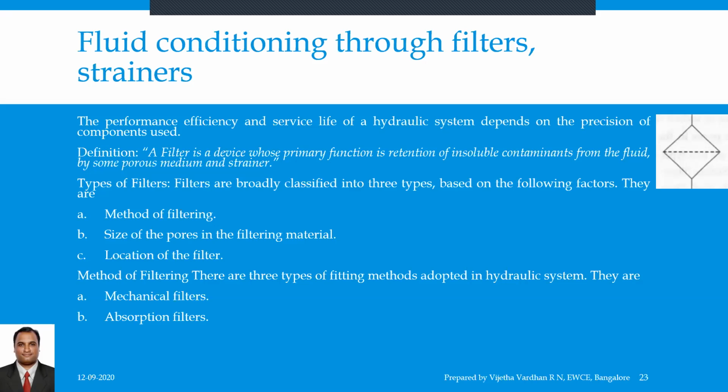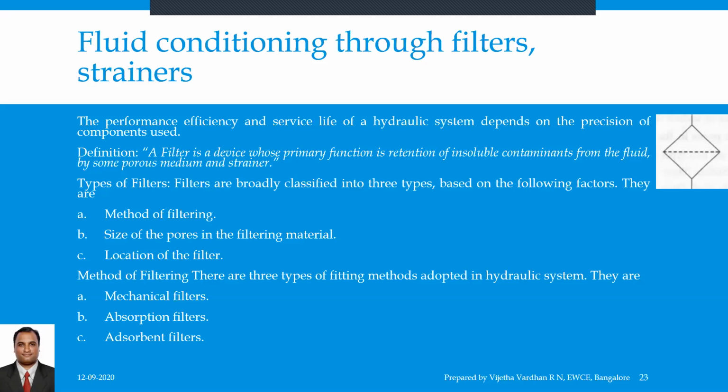Then come to absorption filters. Absorption filters use porous and permeable materials such as paper, pulp, cloth, cellulose, and asbestos as the filtering medium. In this type, the particles are actually absorbed as the fluid penetrates the material. These filters are used for extremely small particle filtration.